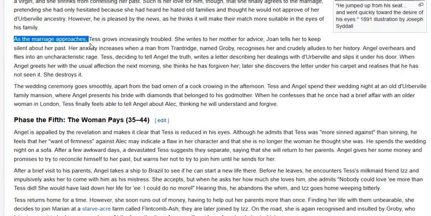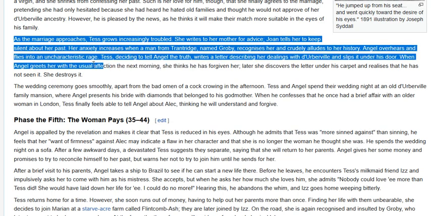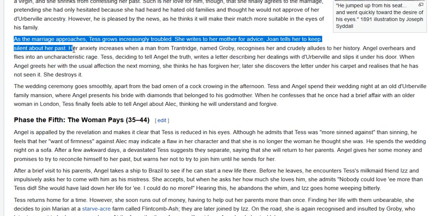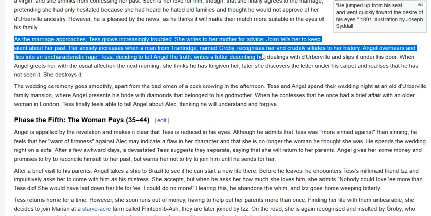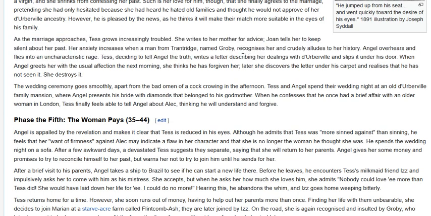As the marriage approaches, Tess grows increasingly troubled. She writes to her mother for advice. Joan tells her to keep silent about her past. Her anxiety increases when a man from Trantridge named Groby recognizes her and crudely alludes to her history.